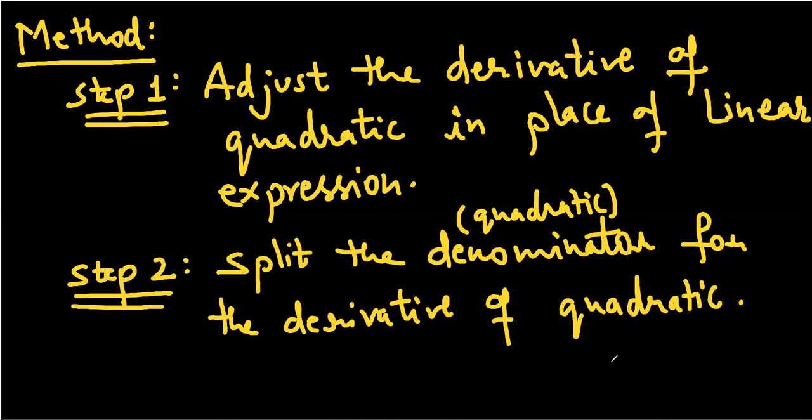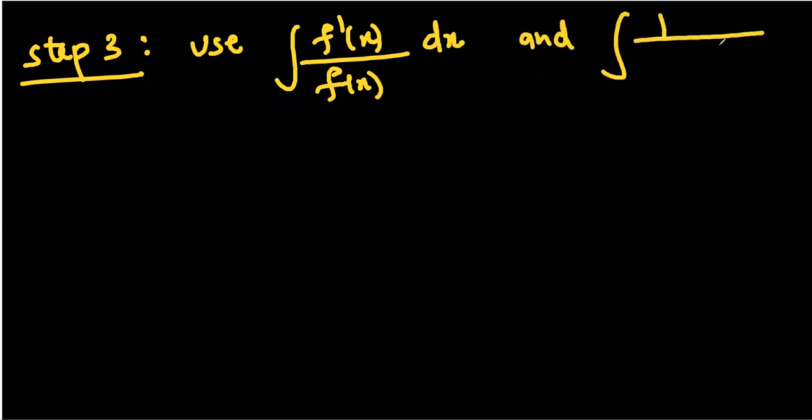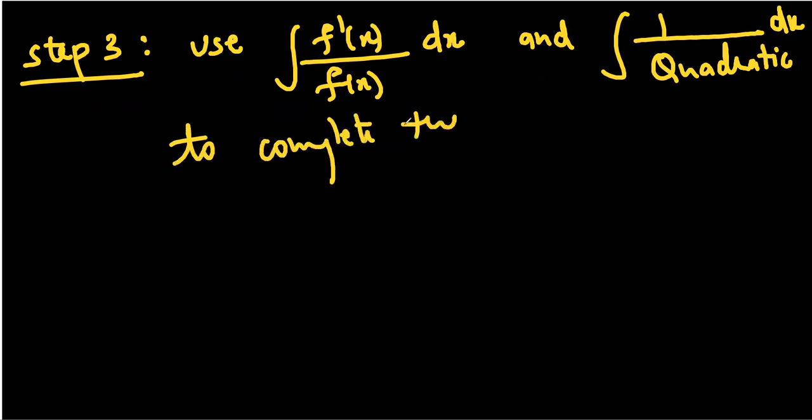After this, step 3 is: use the integral of f dash x upon f of x dx, and the integral of 1 upon quadratic dx, to complete the solution. Now one by one I shall explain all these steps.